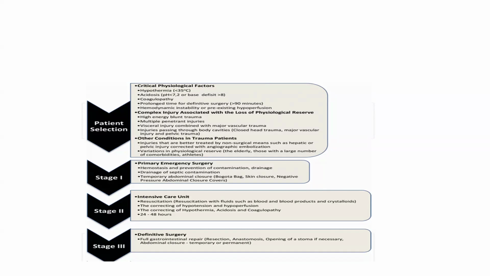Then other conditions in the trauma patient, that is injuries that are better treated by non-surgical means such as hepatic and pelvic injury corrected with angiographic embolization, variation in the physiological reserve, that is the elderly, those with a large number of comorbidities, and athletes. Then stage 1 includes primary emergency surgery, that is hemostasis and prevention of contamination, drainage of septic contamination, temporary abdominal closure. Then intensive care unit management, that is resuscitation, the correction of hypotension, hypoperfusion, correcting hypothermia, acidosis, coagulopathy. This resuscitation phase will last for 24 to 48 hours, followed by definitive surgery.